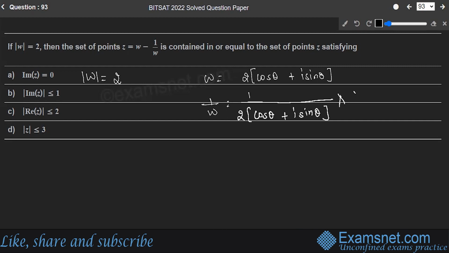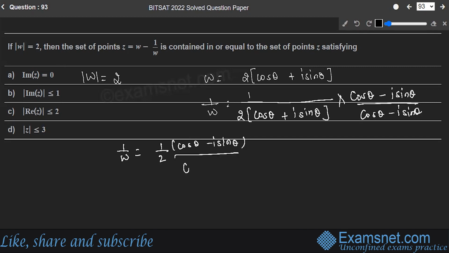So let's rationalize the denominator. This is cos theta minus iota sine theta upon cos theta minus iota sine theta, or 1 upon omega is equal to 1 by 2 cos theta minus iota sine theta upon cos square theta minus iota square, which will give me plus sine square theta, or this is equal to cos theta minus iota sine theta upon 2.